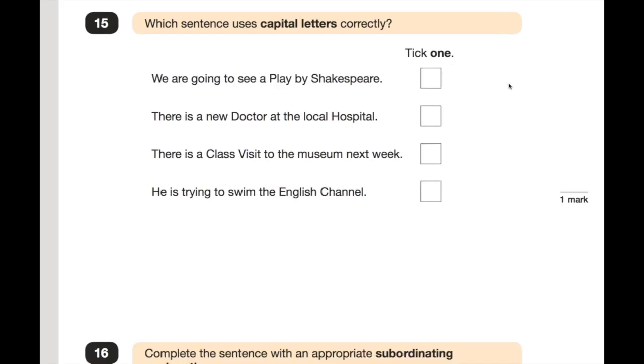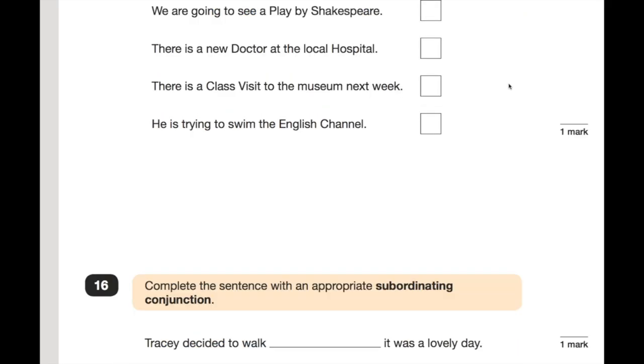Number 15, test your knowledge of proper nouns. And again, we're looking for names, places, and starts of sentences. A few of these aren't correct. So seeing a play in the first one, a play is just a normal noun, a common noun. It doesn't need a capital P. Number 2 isn't correct because doctor doesn't need a capital D. Number 3, class visit doesn't need a capital letter either because it's not a proper noun. And the last one, he is trying to swim the English Channel. The English Channel is a place, so therefore it needs the capital letters. It's a proper noun. And we also have one at the start of the sentence, so that is our correct one.